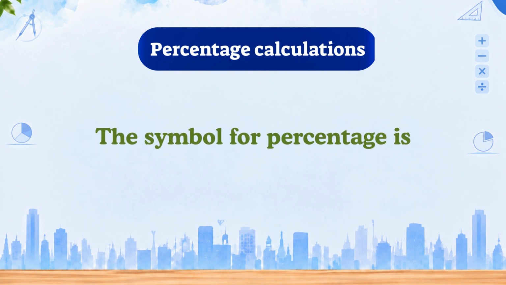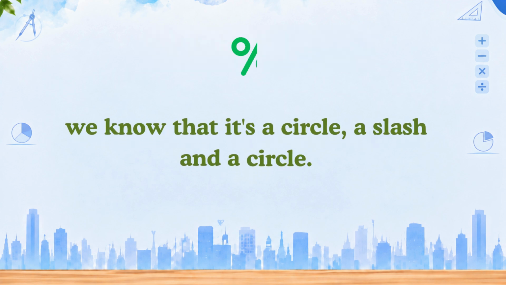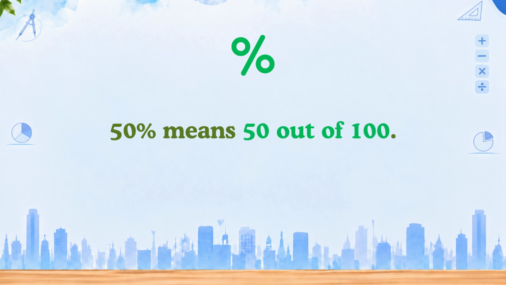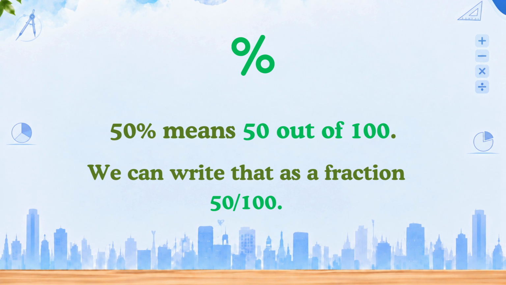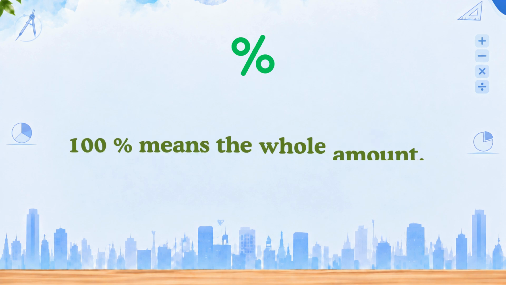The symbol for percentage, as we know, is a circle, a slash, and a circle. So 50% means 50 out of 100. We can write that as a fraction, 50 over 100. 75% means 75 out of 100. 100% means the whole amount.